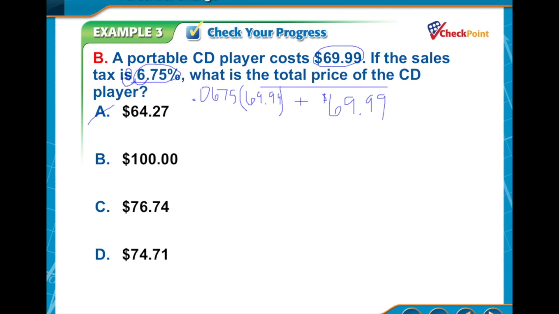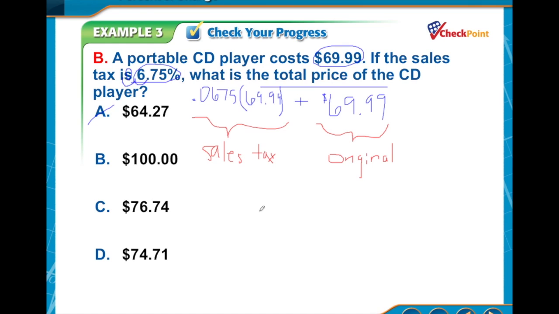So let's break down what's happening in this equation. This first piece here is just the sales tax. This is the amount we have to pay in addition to the original. That's just the tax, this 6.75%, just the tax. This is, of course, what the store is charging us for the product that we're buying. This is just the original price of the item. I'll just put original. So with the original plus the sales tax, we'll get our final answer.